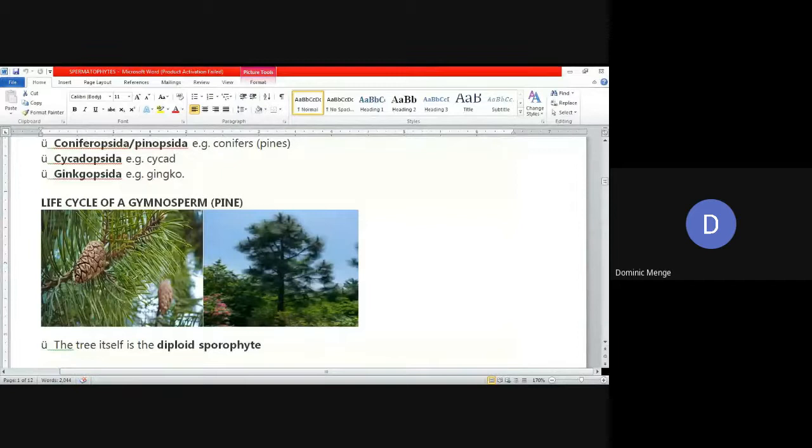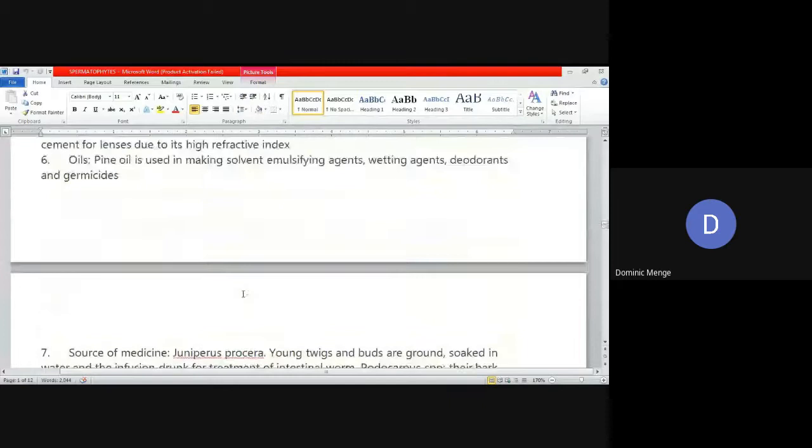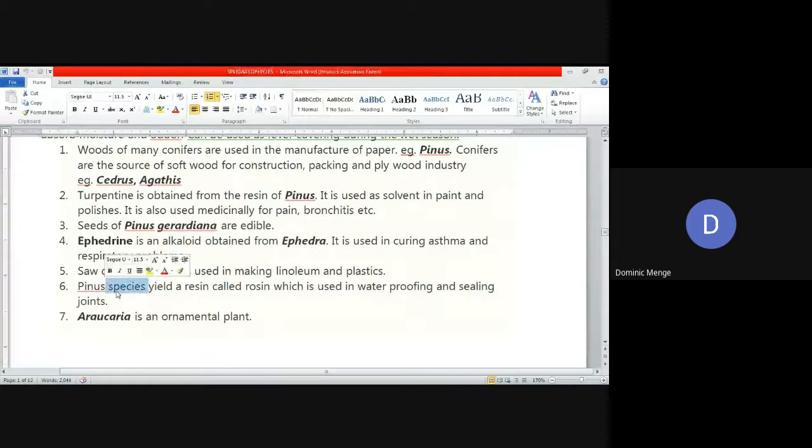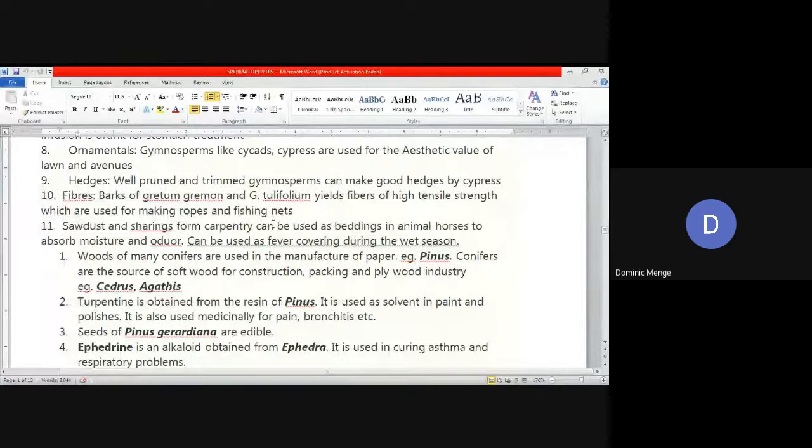From there, we have mentioned the economic importance, by mentioning specific plants and how important they are. And you can see there, I put ornamental plants. There's an ornamental plant there. Others are for respiratory problems. Then there are some for turpentine, which is used as a solvent in paint. Others are used in the pulp industry and for hedges. Just trimming around the fence, they can make very good hedges. An example is a cypress, and most of you are familiar with that.